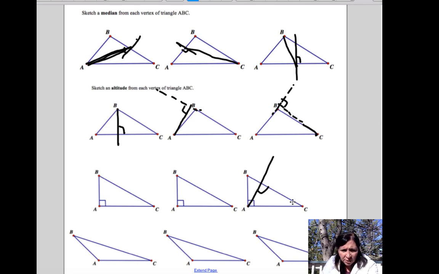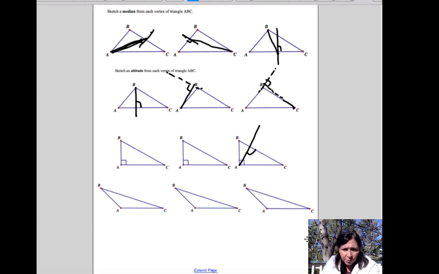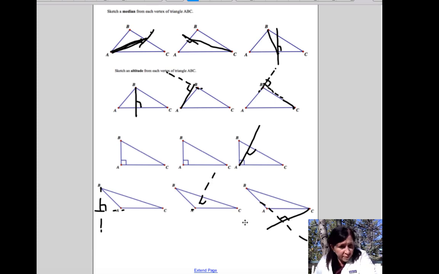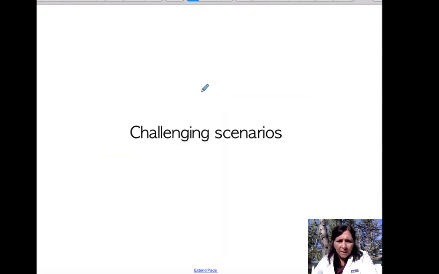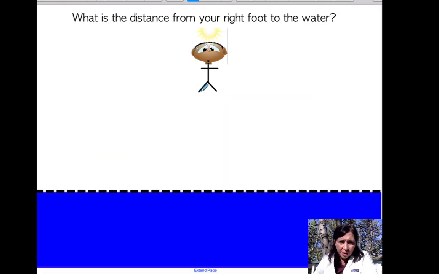And lastly, the altitude for the last 3 problems would be, there's one altitude, if I extend that. There's this altitude, if I extend that. And if I extend this line, I would have that altitude right there. So now you have an altitude from 3 different types of triangles. And check your work. And a couple of challenging scenarios.